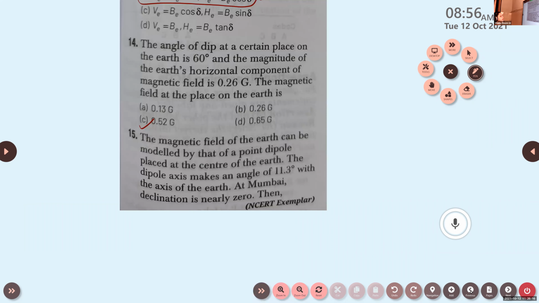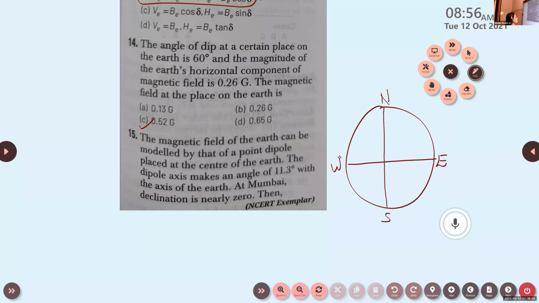The magnetic field of the Earth can be modeled by that of a point dipole placed at the center of the Earth. The dipole axis makes an angle of 11.3 degrees with the axis of the Earth. Suppose this is the geographical north, south, east, and west. And here the dipole makes an angle of 11.3 degrees with the axis of the Earth.